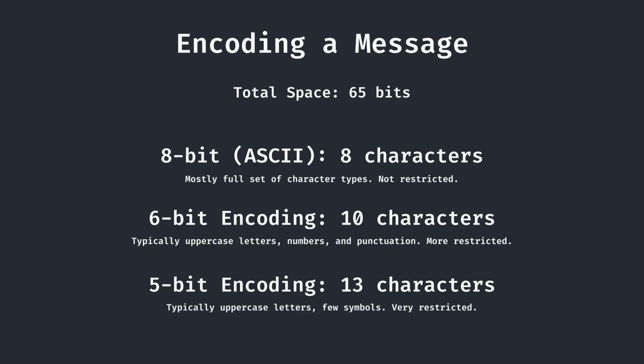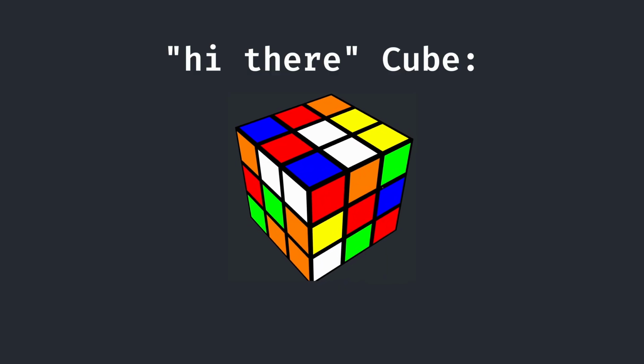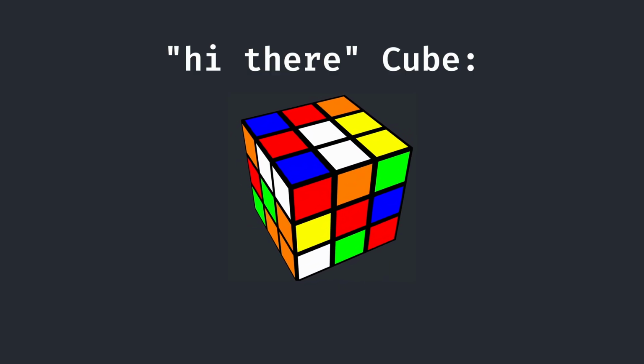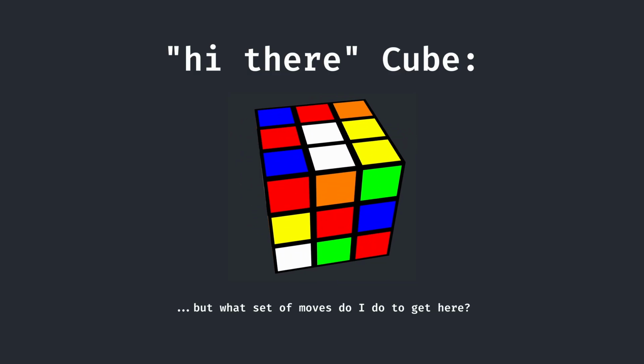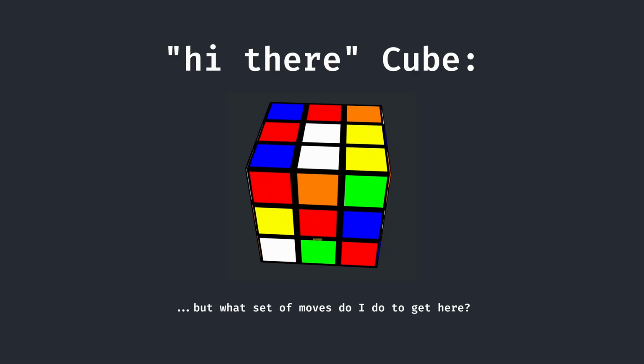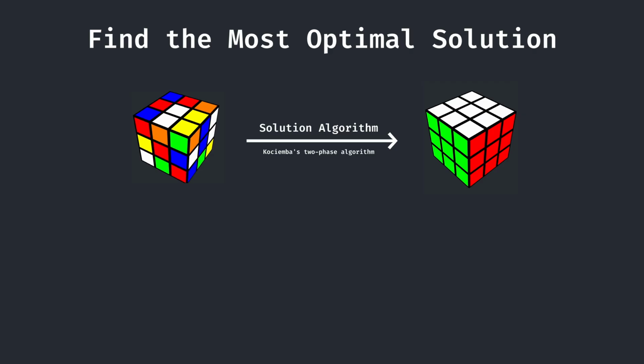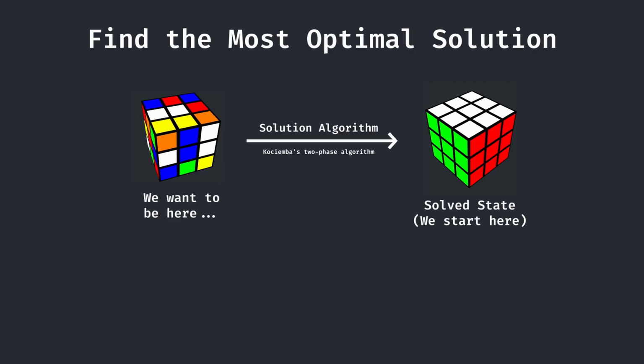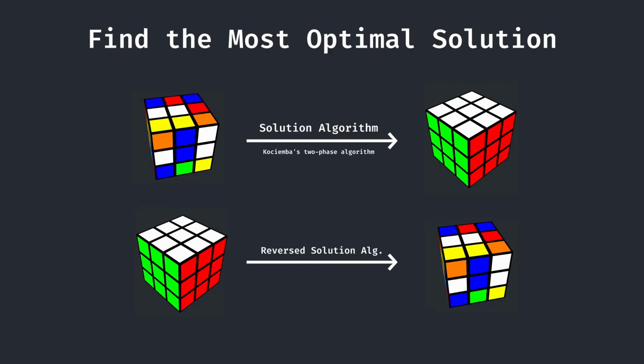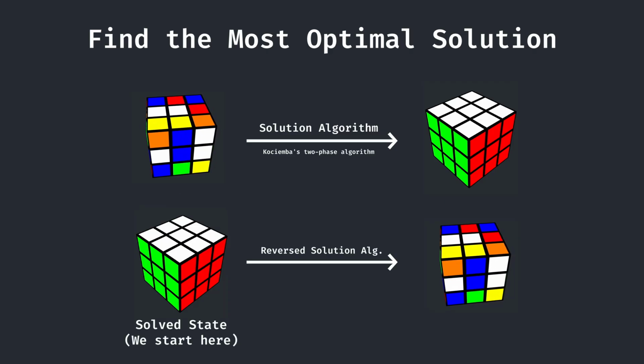But now that we can turn a string into a cube state with our encoding, how do we figure out what set of moves, also known as an algorithm in cubing, are required to get to that cube state? Well, this is not too difficult. We'll start by taking that cube state we want to get to and use a program to calculate the most optimal algorithm to solve the cube. If you think about it, this algorithm takes us from the state we want to be in to the solved state. So if we simply reverse that algorithm, we can get the moves required to go from the solved state into the state we want.